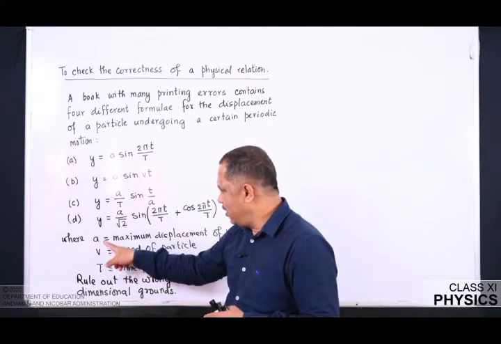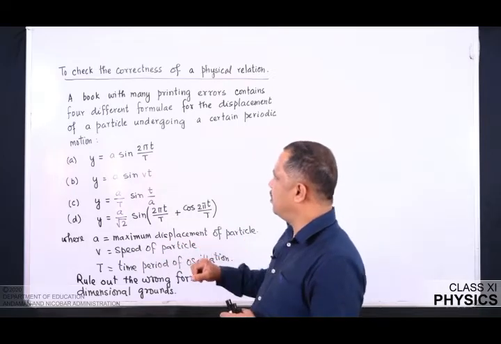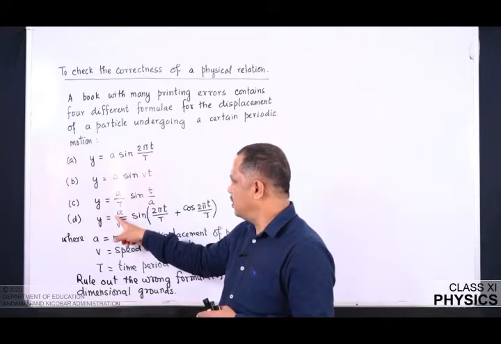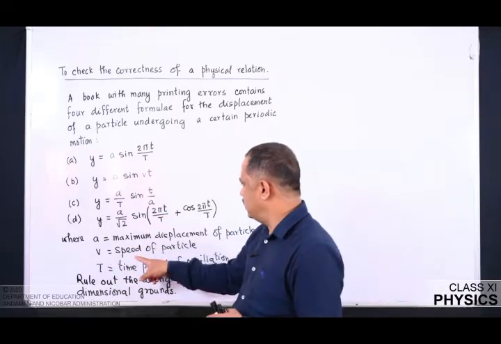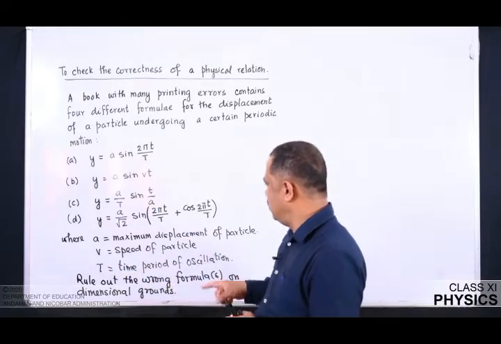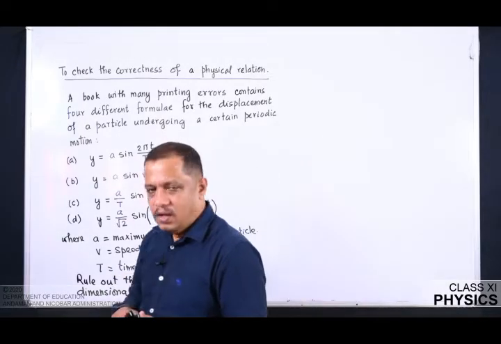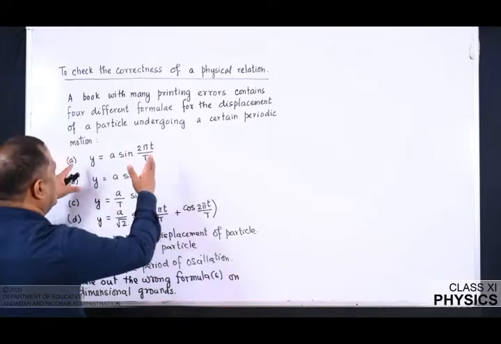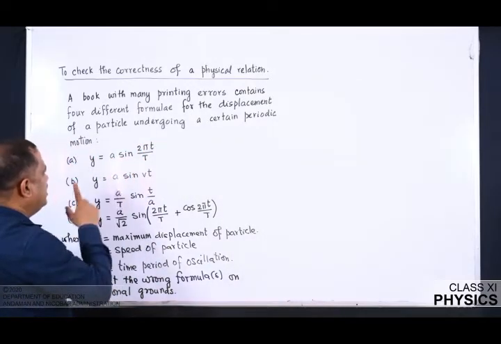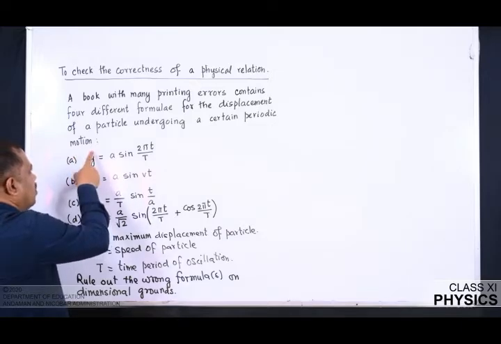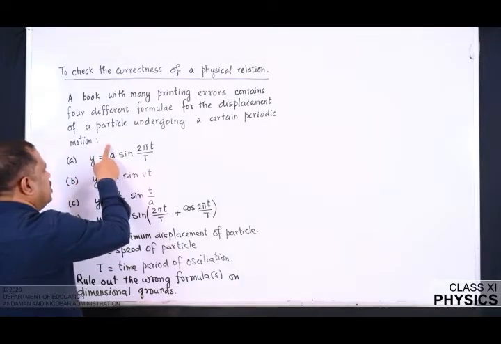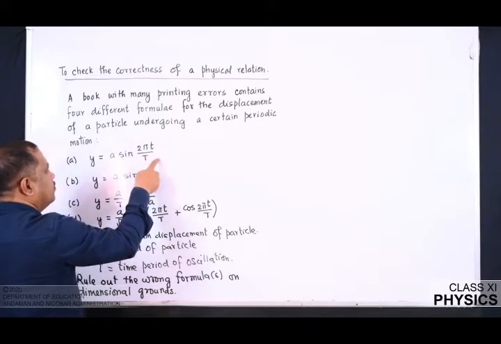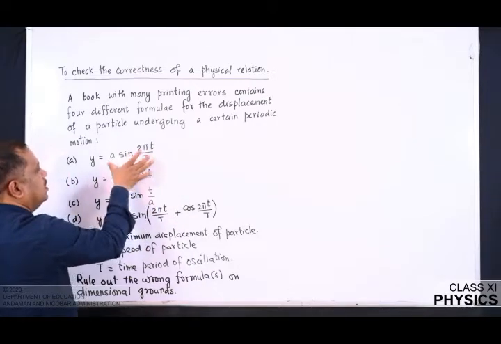It says that a is the maximum displacement of the particle. So a, whatever the symbol here, we have a, represents displacement, and v is the speed of the particle and T is the time period of oscillation. Now see please, a physical relation is correct only if the dimension of the physical quantity on the left of the equal sign must always be equal to the dimensional formula of all the physical quantities involved on the right hand side.